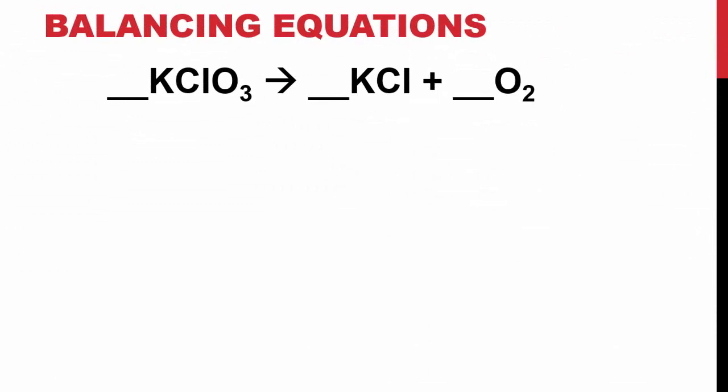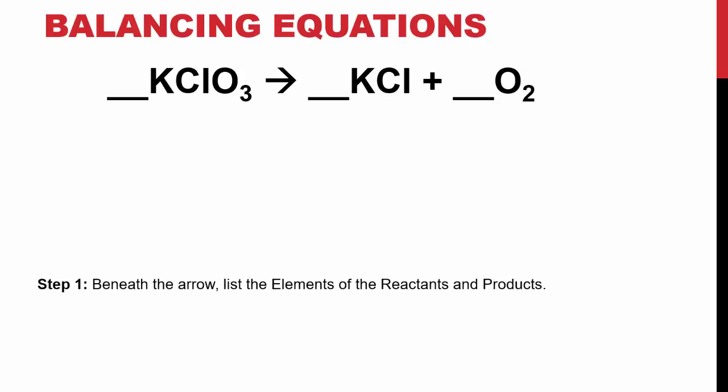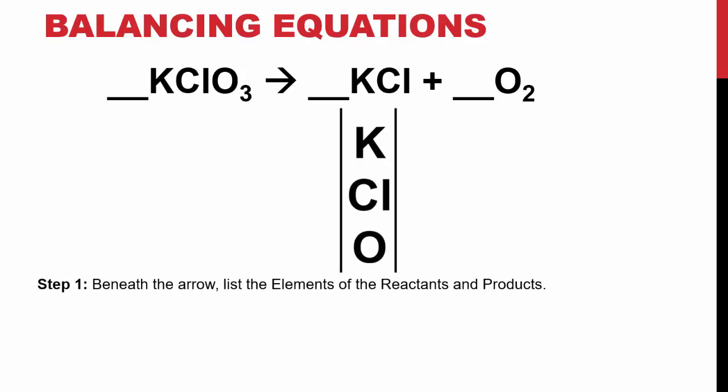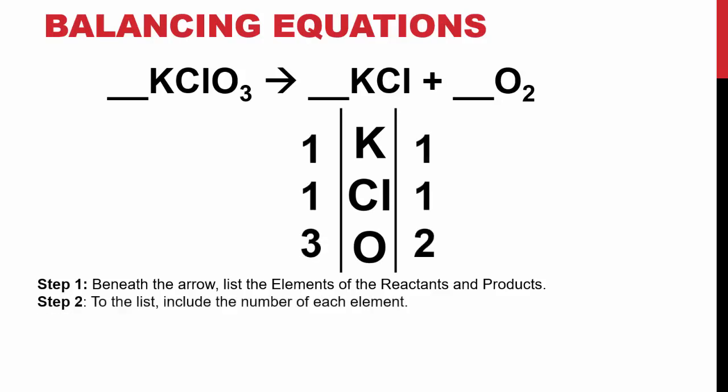In this formula, we take potassium chlorate, and it's being broken down to make potassium chloride and diatomic oxygen. Again, this is not balanced. If you're looking at the oxygens, there's 3 oxygens on the left and 2 on the right. So step 1 is to list the elements of the reactants and the products, which we do here. We have K, Cl, and O. Then we include the numbers of each element. So I have 1 potassium, I have 1 chlorine, and 3 oxygens as a reactant. And I have 1 potassium, 1 chlorine, and 2 oxygens as a product.